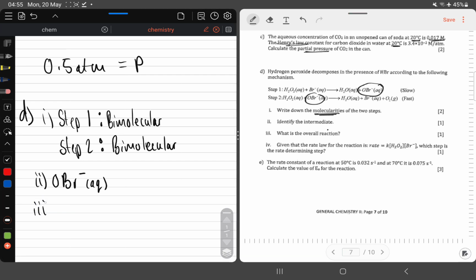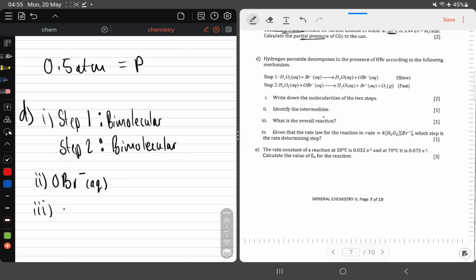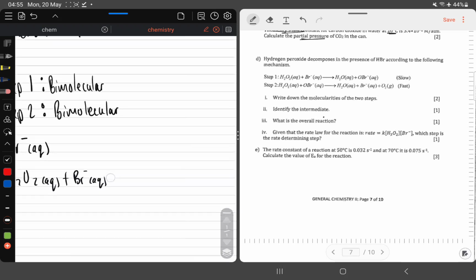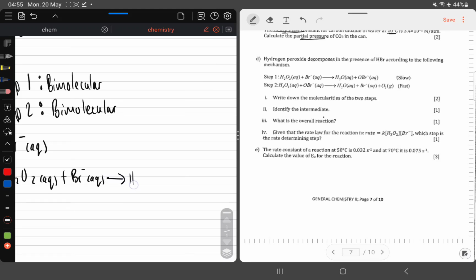Then part 3 says, what is the overall reaction? Let's put the two steps together. If we want, we can cancel things from here. Step 1: H2O2 aqueous plus Br minus aqueous giving H2O aqueous plus OBr minus aqueous.